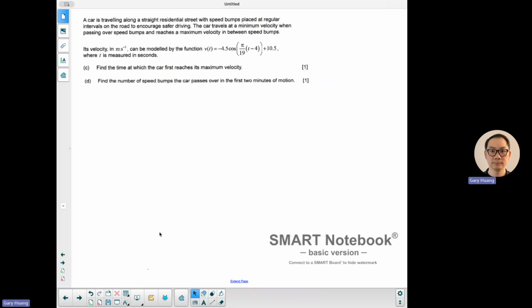Continue on. It's actually a totally separate question from this point on. We're not using anything in part A, B. It's like a separate question, but they put it together as one. They give you a cosine function still, but it's a totally different function here. It's a velocity, so it's a kinematics question.